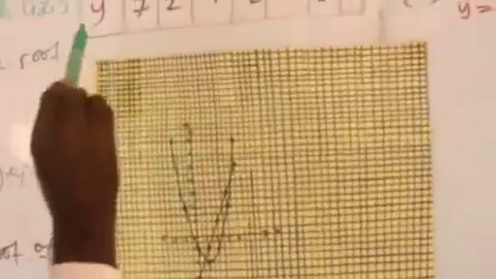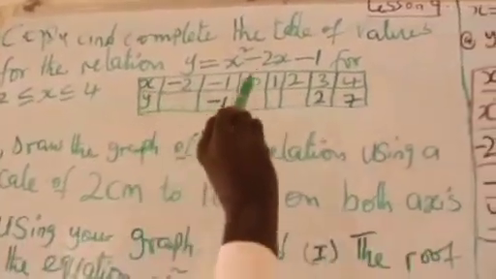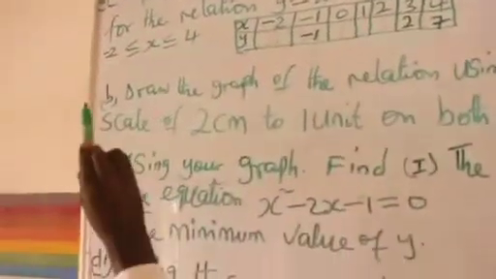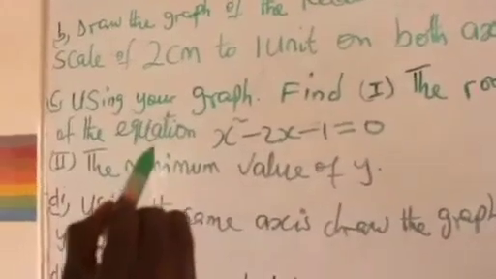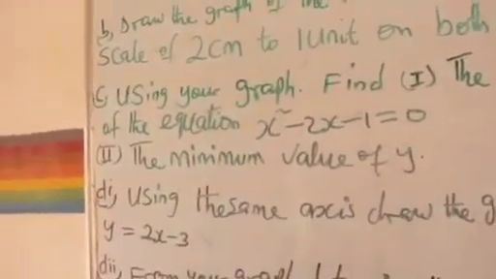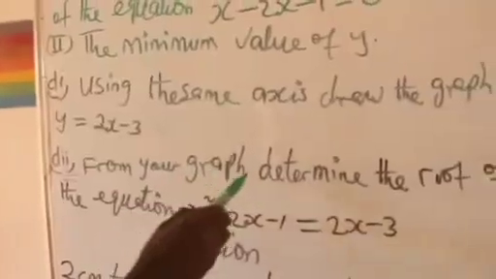graph book. That is why, if you observe this question very well, there are two graphs. The first graph is that we should determine the value, complete the values. First graph: using the graph, find the root of the equation. The second graph is in D22. This one is the second graph. From your graph, determine the root of the equation.